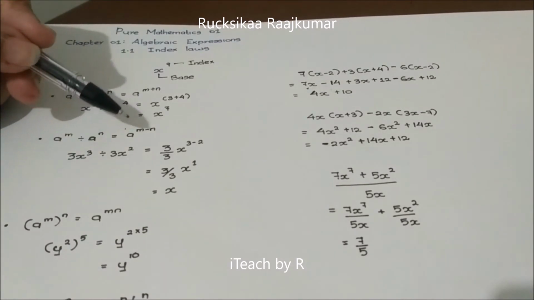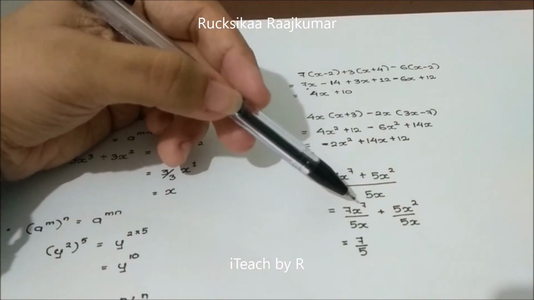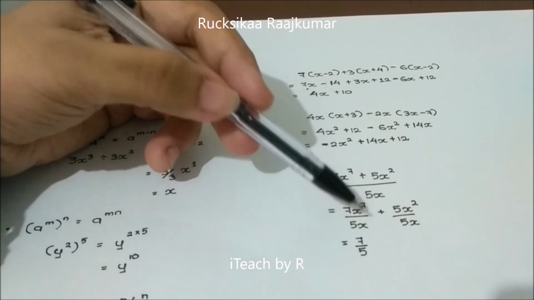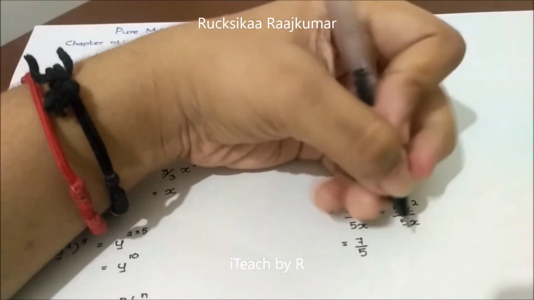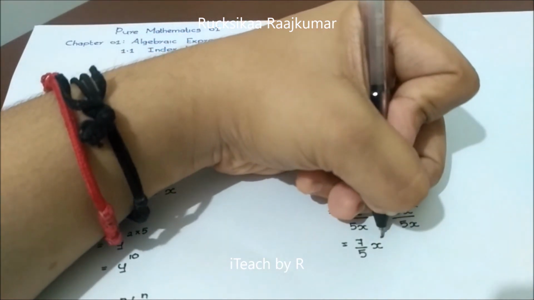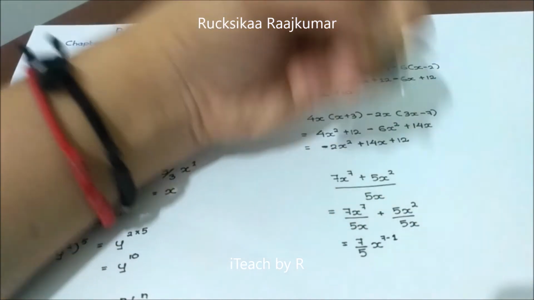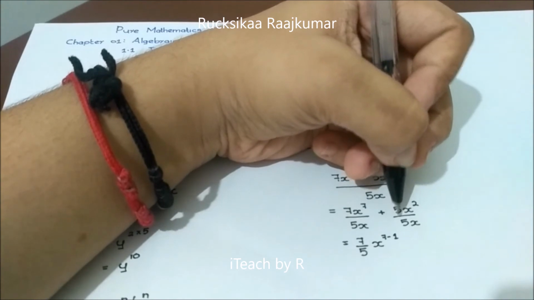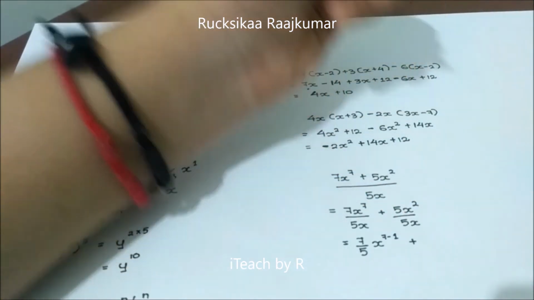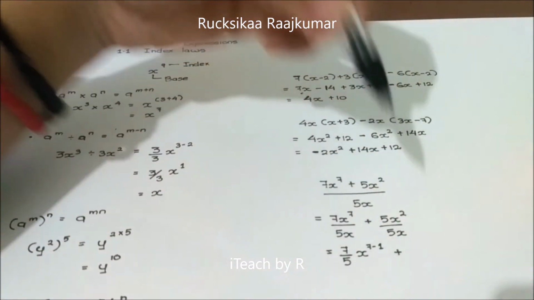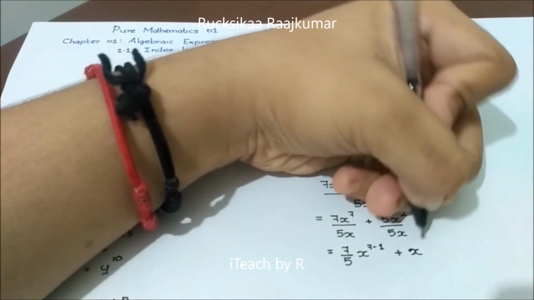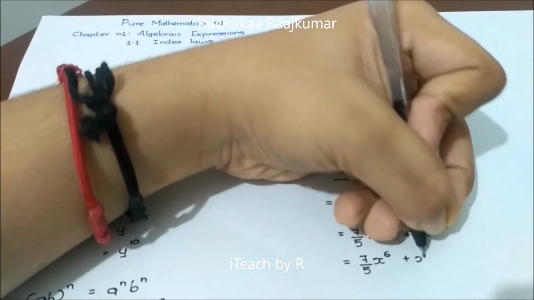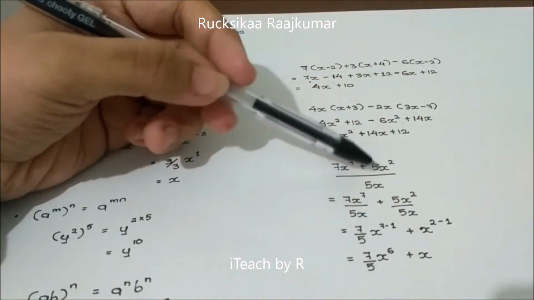So we know that the value of m is 7 and the value of n is 1. x is x to the power 1. So x to the power 7 minus 1. The numerator and denominator in this fraction will cancel out each other. We're going to use this same rule here as well. So that's x to the power 2 minus 1. Now we have the simplified result of this fraction.